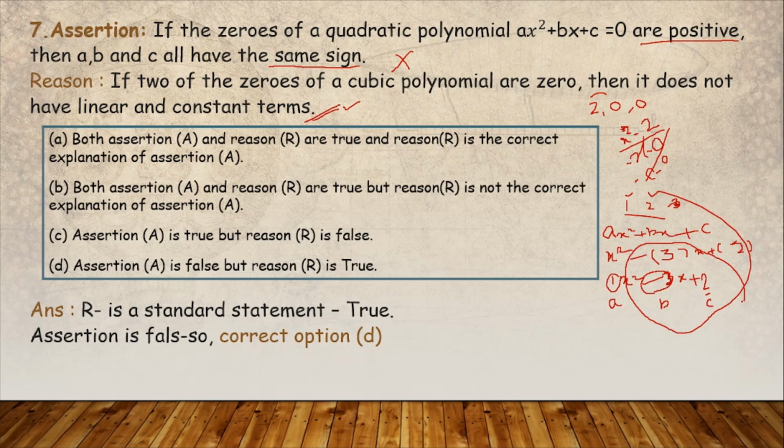It becomes negative, because the formula is x square minus sum of zeros into x. So when you take positive numbers, the middle term definitely becomes negative. So this assertion is false. We go for option D.